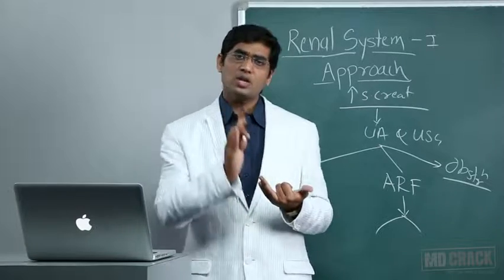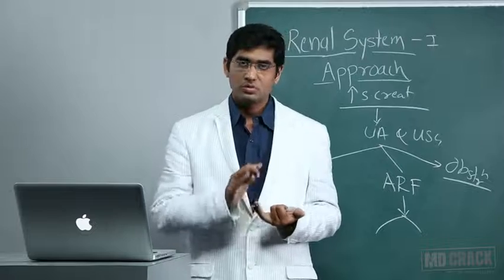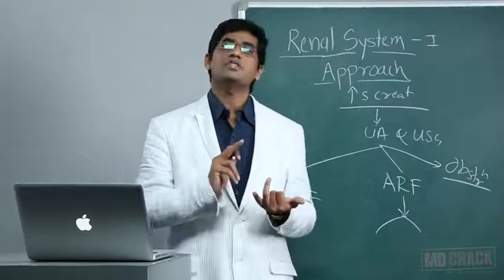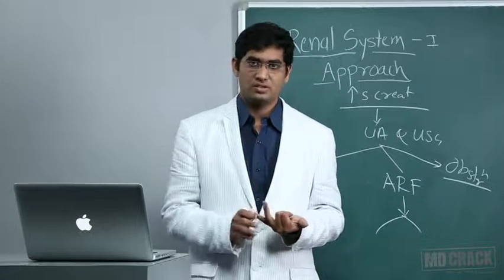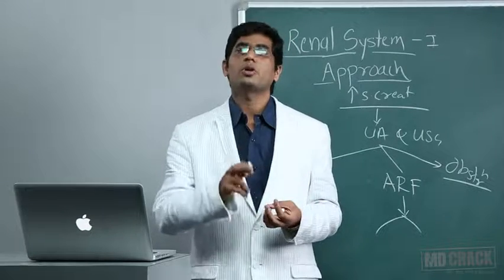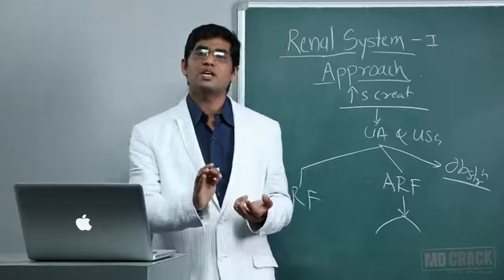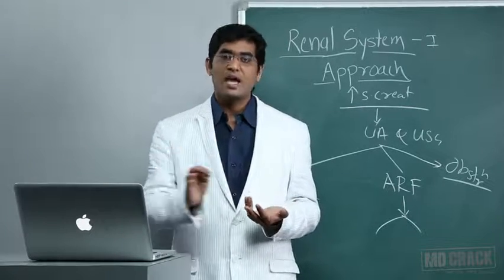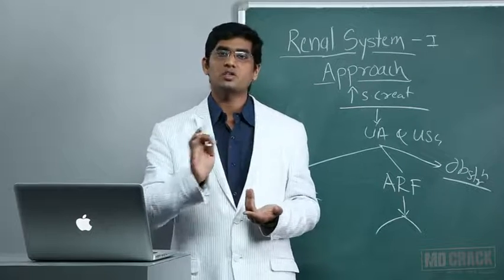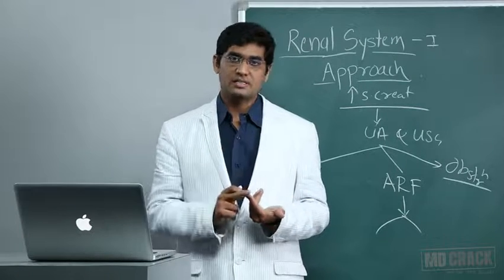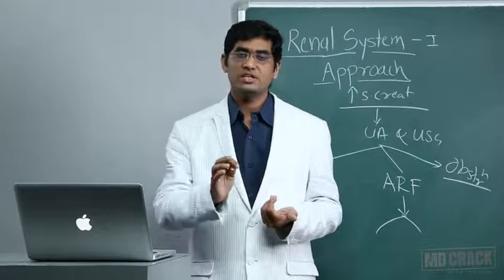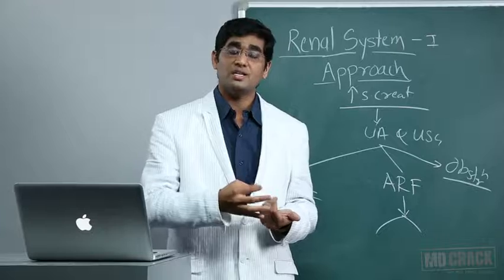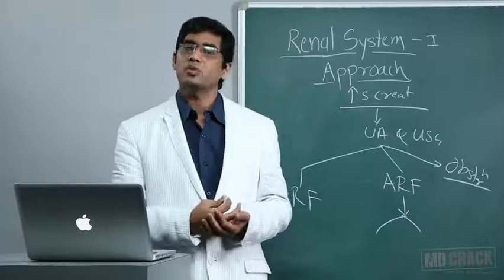So first, all these casts can be asked as MCQs. An MCQ can be asked like what is the significance of RBC cast. If you get RBC cast, your diagnosis should be glomerulonephritis. RBC cast, glomerulonephritis. WBC cast indicates interstitial nephritis. Granular cast, again interstitial nephritis, tubular nephritis. Pus cells indicate infection. Infection may be from pyelonephritis, or cystitis, or in the lower tract like urethritis.